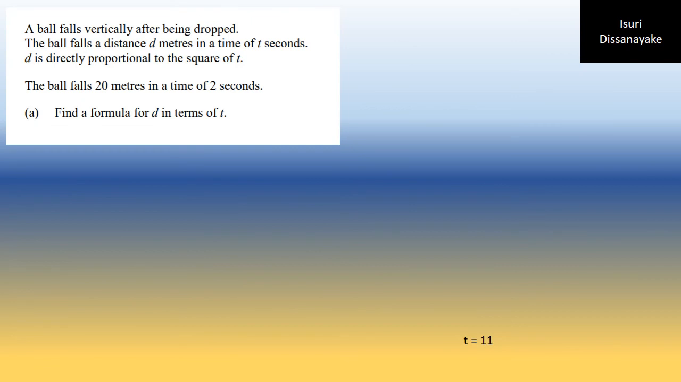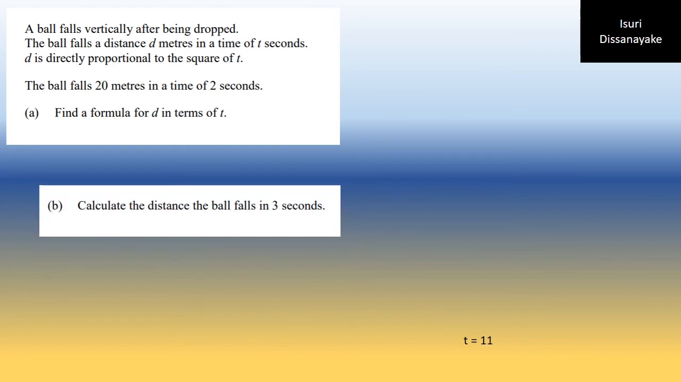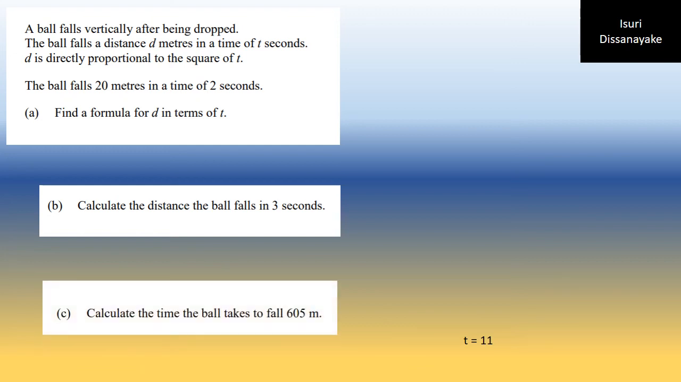The next question is, a ball falls vertically after being dropped. The ball falls a distance d meters in a time of t seconds. D is directly proportional to the square of t. The ball falls 20 meters in a time of 2 seconds. Find a formula for d in terms of t. Part B is calculate the distance the ball falls in 3 seconds. And part C is calculate the time the ball takes to fall 605 meters.